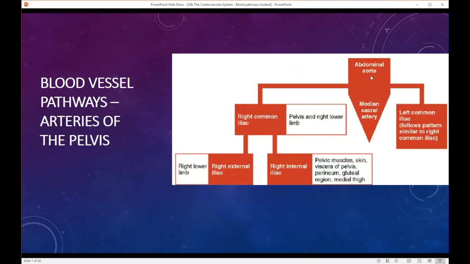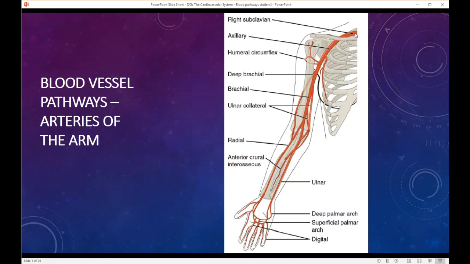And then as we go down through the abdominal aorta, we're going to split into the right common iliac, which is going to go into the right internal and the right external. And then the left common iliac does the same. It's going to split into the left external and the left internal. Okay?